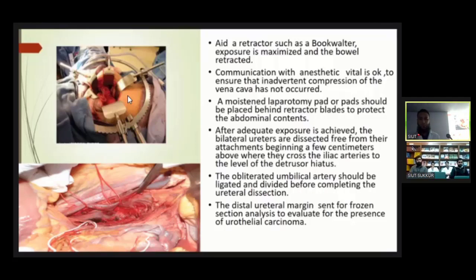So after adequate exposure is achieved, the bilateral ureters are dissected free from their attachments and divided a few centimeters above the common iliac artery at the level of the hiatus. The umbilical artery should be ligated and divided before completing the ureteral dissection. And the distal ureteral margin is sent for frozen section to see if there is any presence of ureteral carcinoma or not.